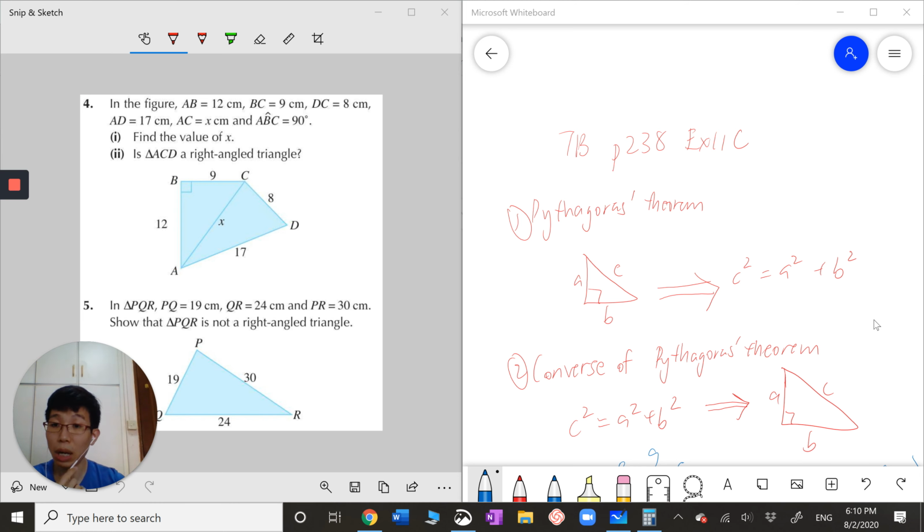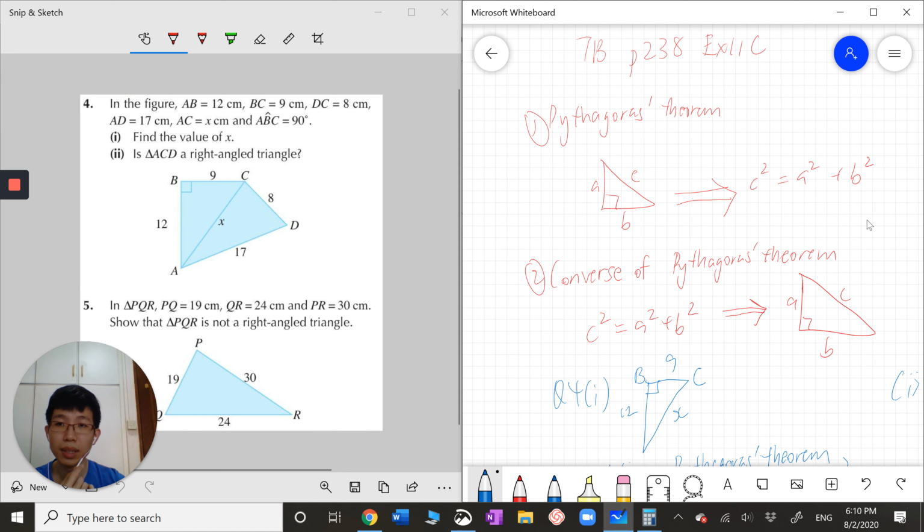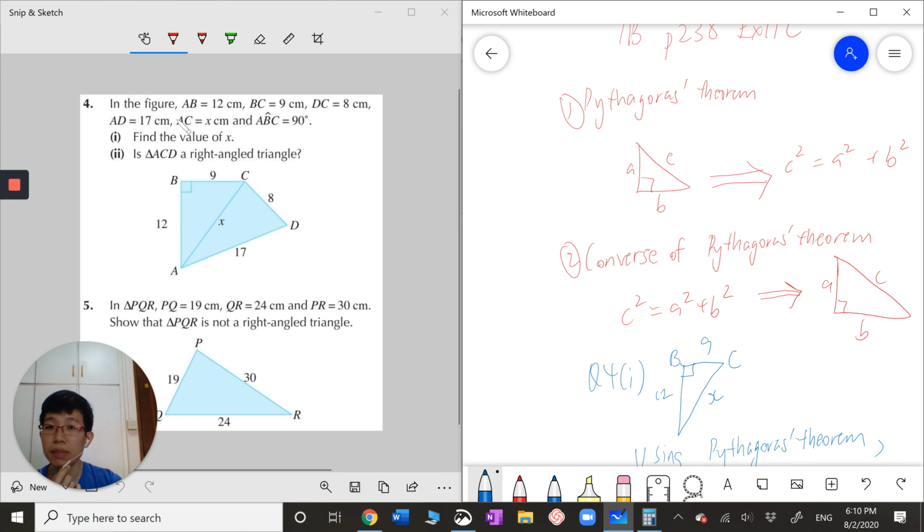So let me tell you how to apply this to the question. Let's look at page 238, exercise 11C, question 4. In this question, they say that in this figure, AB equals 12 cm, BC equals 9 cm, and DC equals 8 cm, and so on. And angle ABC is 90 degrees. So this means that triangle ABC is a right angle triangle. We are supposed to find X.